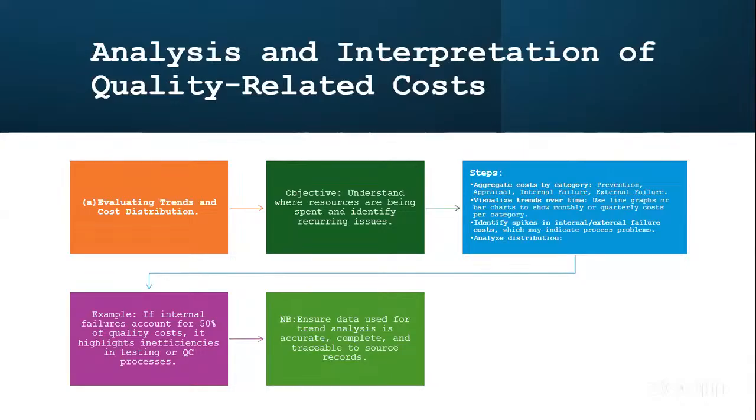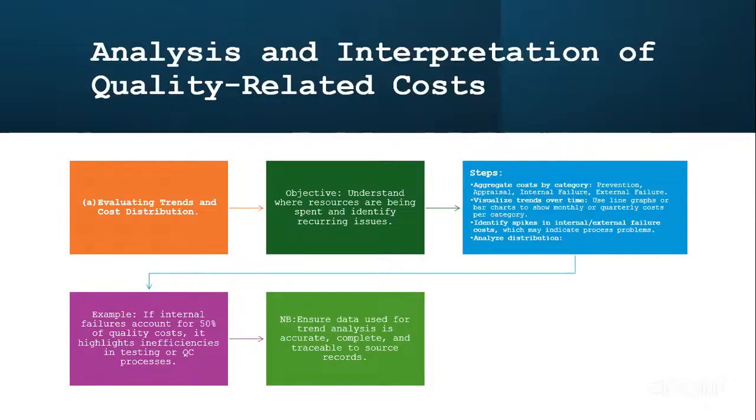So, analysis and interpretation of quality-related costs. How do we analyze and how do we interpret quality-related costs? Number one, evaluating trends and cost distribution. The objective is to understand where resources are being spent and identify recurring issues.